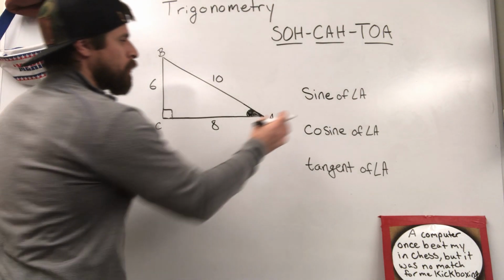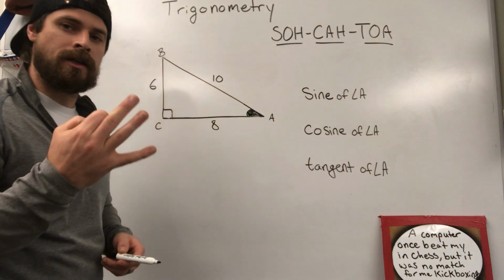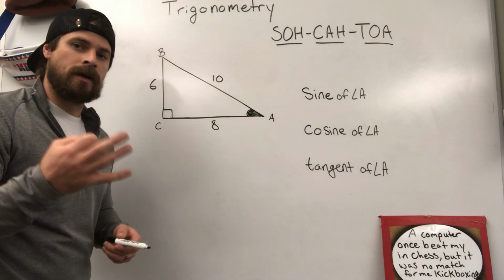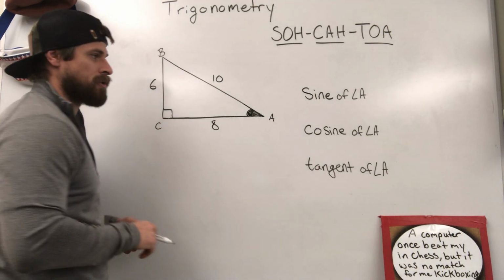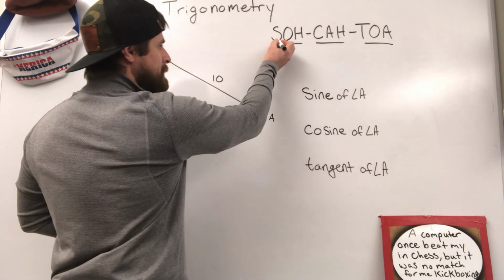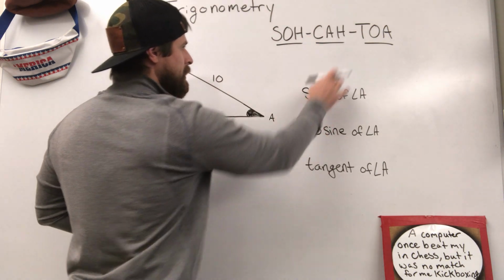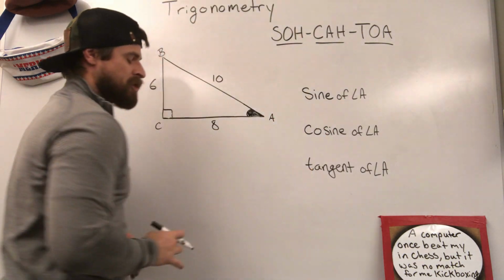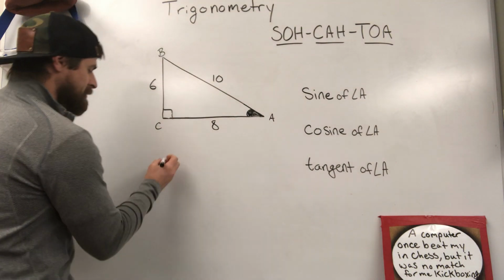Now, we're talking sine, cosine, and tangent. Those are the three trigonometric ratios that we're going to be using to determine side lengths or angle measures. Now, sine of angle A, okay? The S stands for sine, the C stands for cosine, the T stands for tangent. Now, what we're going to be doing is talking about three very specific types of sides.